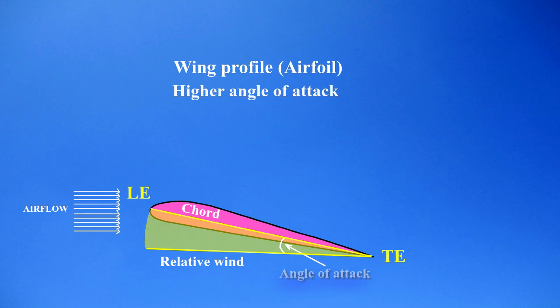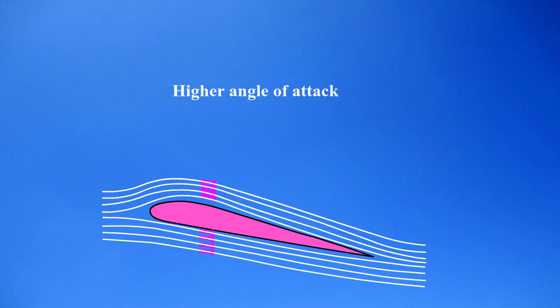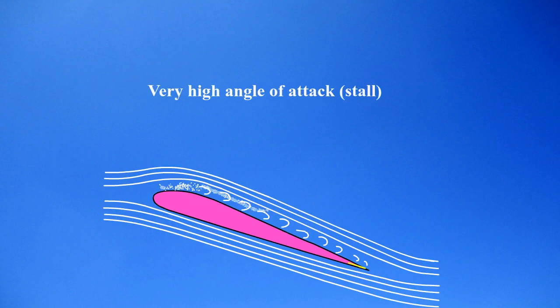During straight and level flight, the angle of attack of the wing will be low. To climb more, lift is required, so the angle of attack is increased so that the wing can produce more lift. To descend and land, less lift is required, so the angle of attack is reduced.